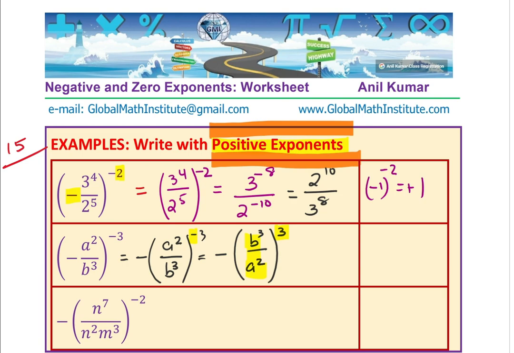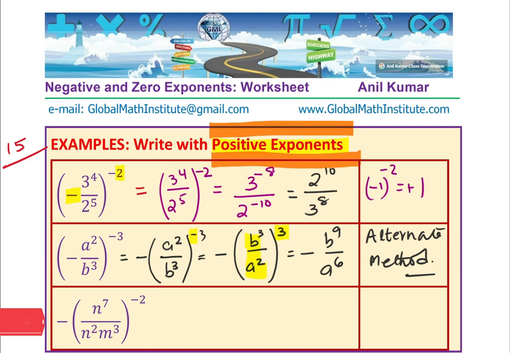And this time, if I open it, what do I get? I get negative of 3 times 3 is 9 and 3 times 2 is 6. Make sense? So you could use any of these approaches. So this is an alternate method. It's good to know this method because there are situations where this method may be applied. Like here, you found it simpler, right?